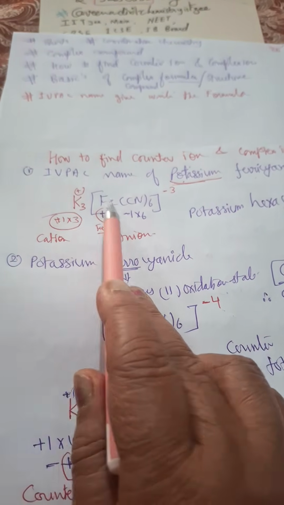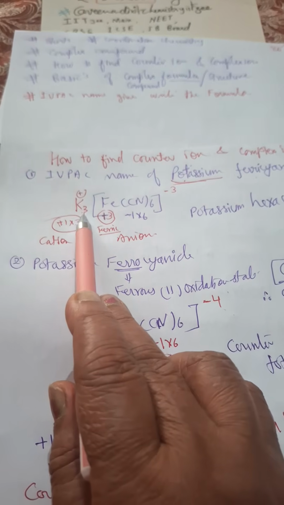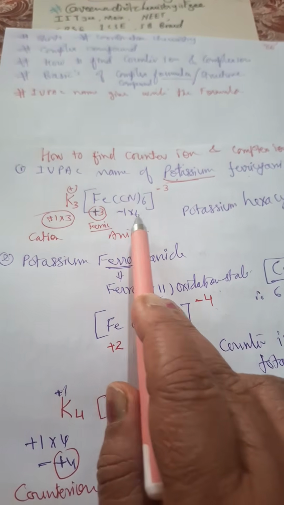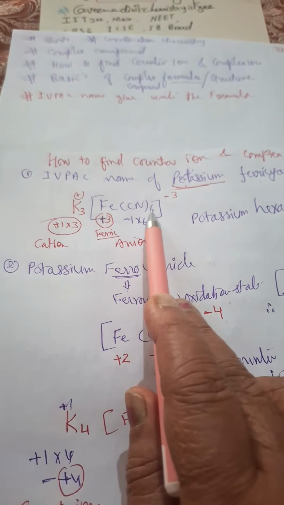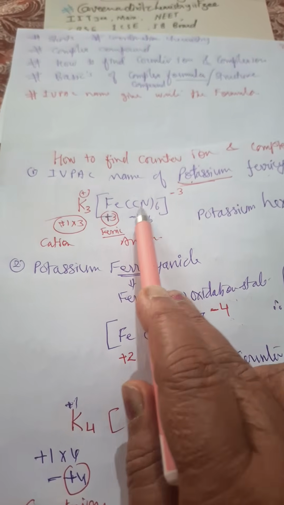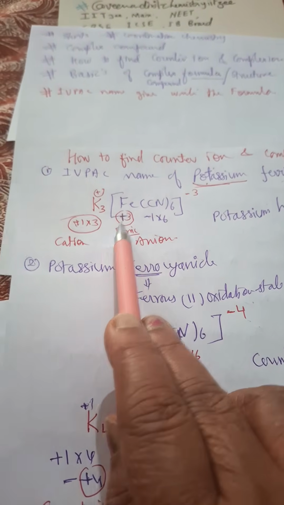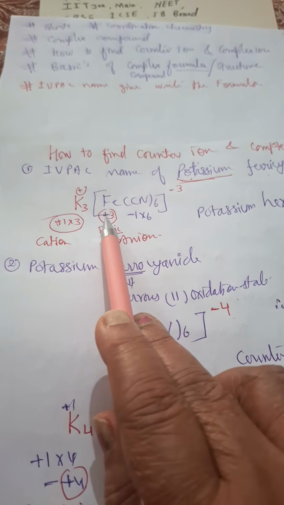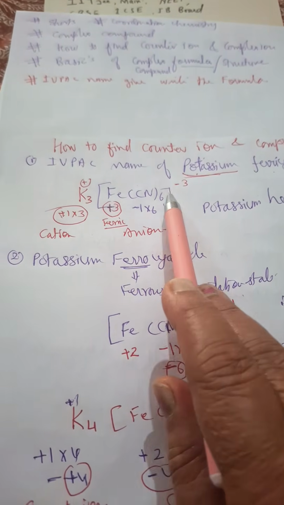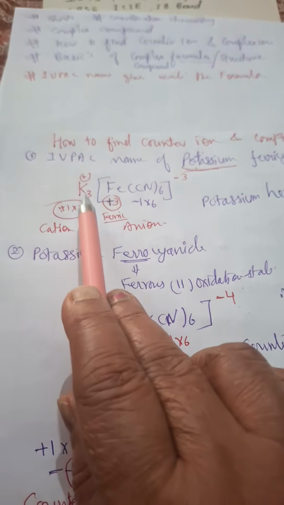So around Fe there are 6 CN. Now we have to write down potassium, but we don't know which number to write here. Each CN is carrying -1 charge, so total -6 charge in the coordination sphere due to the ligands, and +3 charge due to the central atom. So this sphere has -3 charge. So we will write K3.